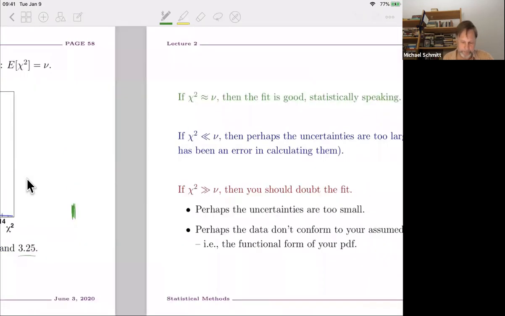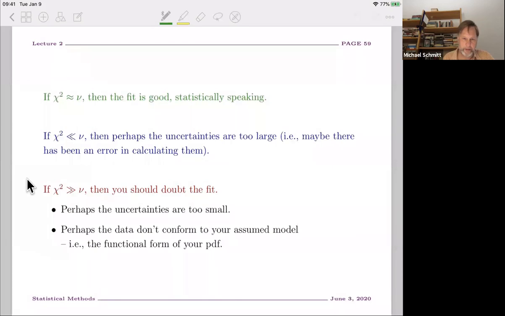Okay. So when chi-squared is near the center of the distribution, at around nu, the fit is good. If chi-squared is too small, then maybe the uncertainties are too large. Maybe there's been a problem in estimating the errors. And if chi-squared is too large, then you should doubt the fit. Perhaps the uncertainties are too small, or maybe you have the wrong model.